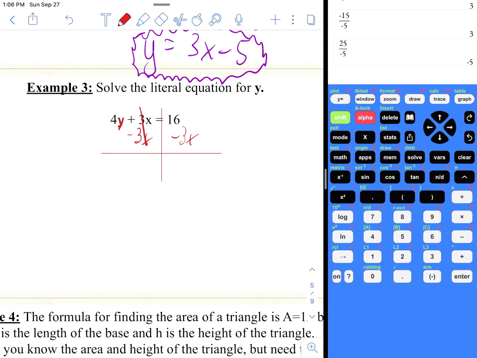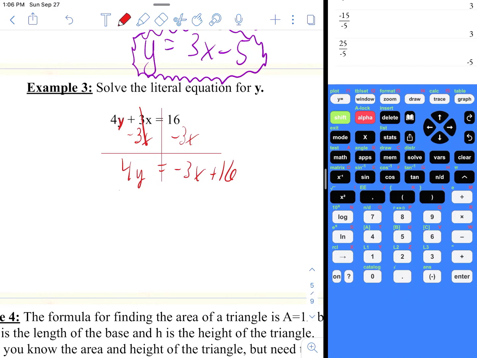When we do that, we'll be left with 4y equals 16 and negative 3x cannot combine. They're not like terms. So we're going to write them next to each other: negative 3x plus 16. Notice when I write them next to each other, I've done this in the last two examples as well, I'm always going to write my term with my x variable first, so that at the end, we don't have to rearrange these terms to get it into slope-intercept form.